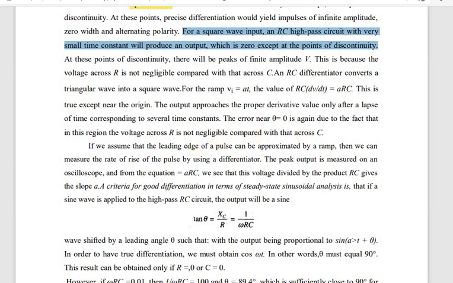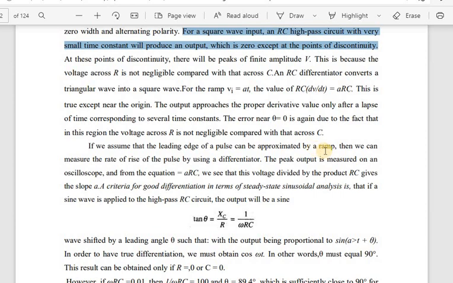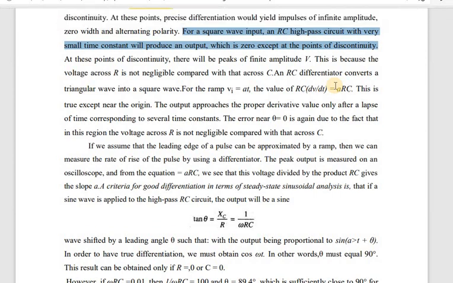Okay, if you assume that the leading edge of the pulse, the positive edge, can be approximated by a ramp, then we can measure the rate of rise of the pulse by using the differentiator. How much it is rising can be found by the differentiator, and the peak output is also measured on the oscilloscope, that is nothing but your CRO. By using the equation A into RC, we can find out how much error has occurred and what the slope is, and by using that we will find the error. That is nothing but how much voltage drop has to be neglected or removed at the resistor.